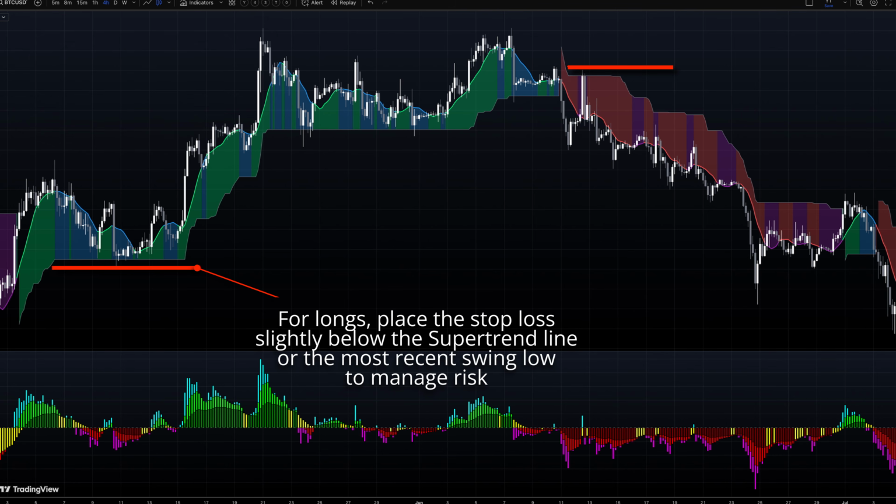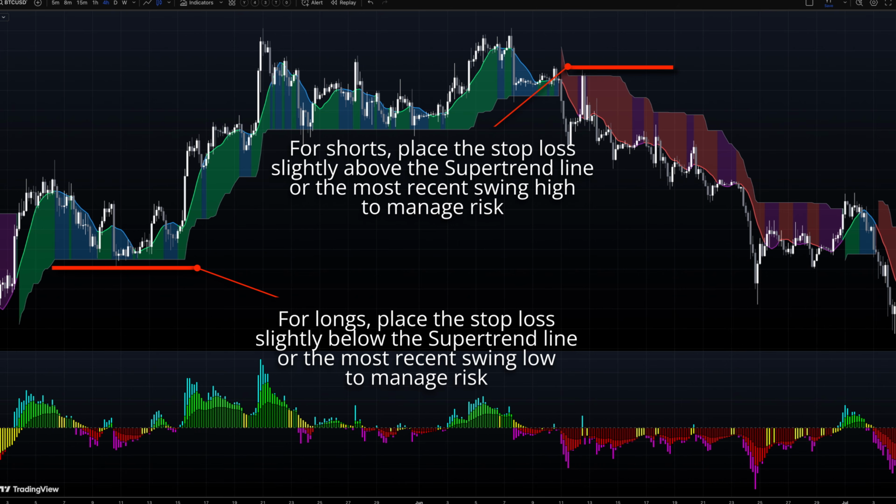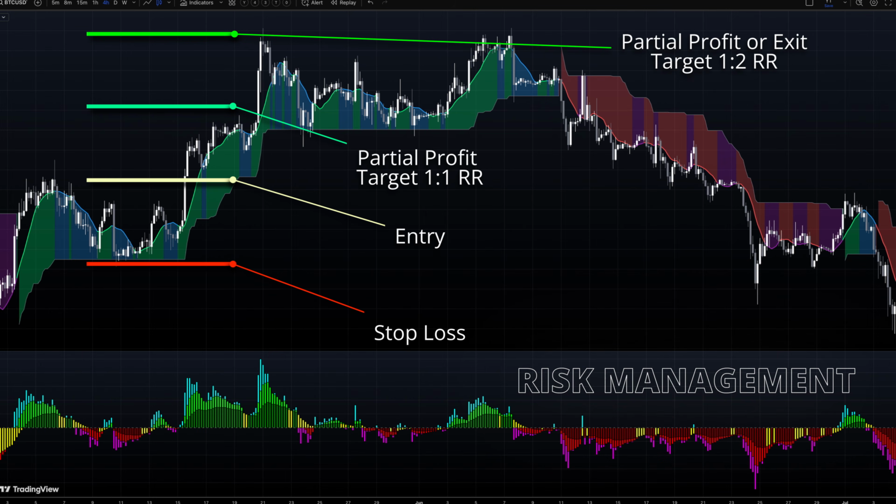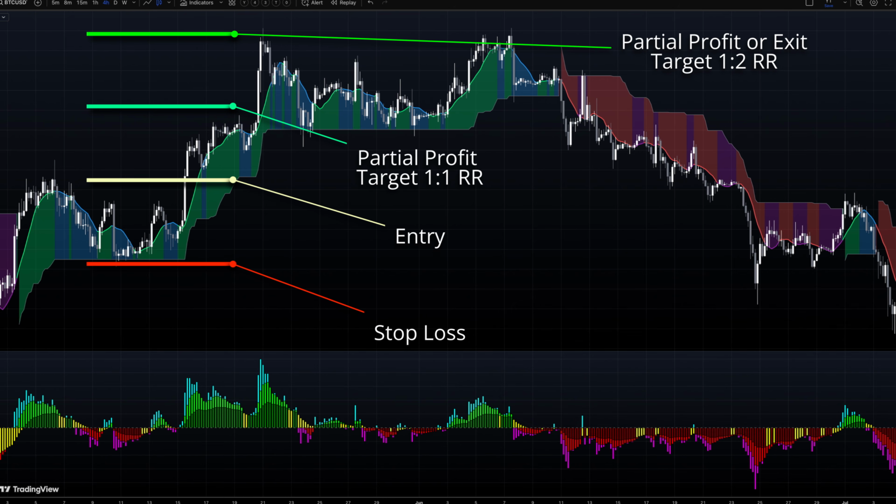recent significant swing low. For short positions, position the stop slightly above the super trend line or the most recent significant swing high. Consider taking partial profits when price has moved to a 1-to-1 risk-to-reward ratio, then again at a 2-to-1 ratio. Hold the remaining position until an exit signal appears. This approach balances securing profits while allowing winners to run.